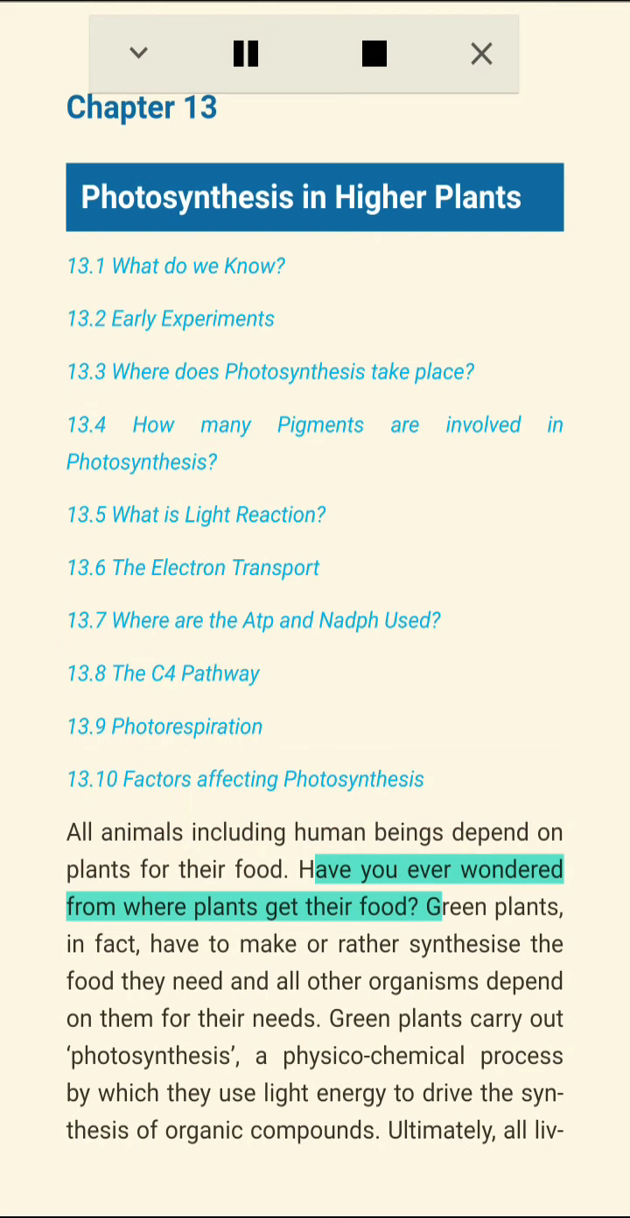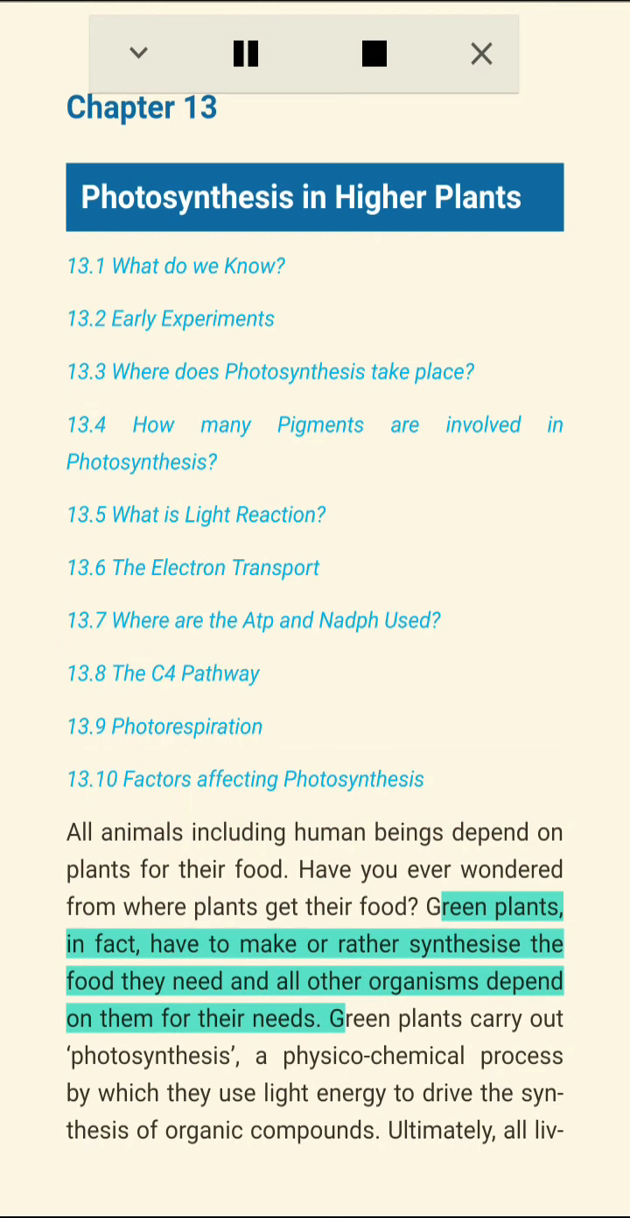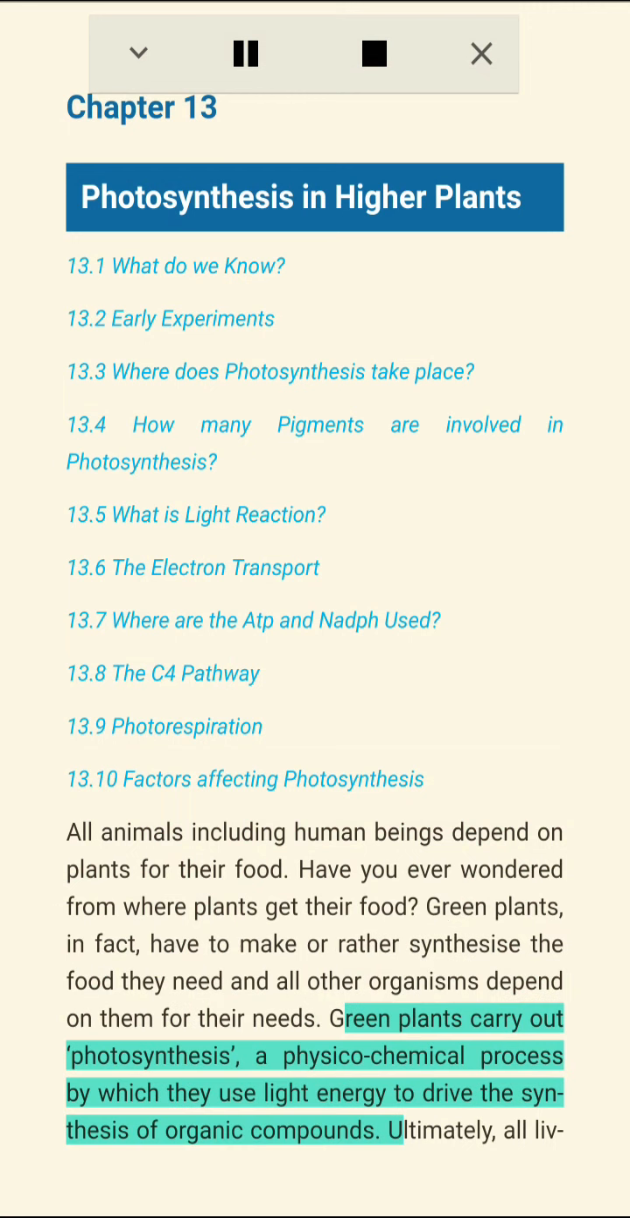13.10 Factors affecting photosynthesis. All animals including human beings depend on plants for their food. Have you ever wondered from where plants get their food? Green plants, in fact, have to make or rather synthesize the food they need, and all other organisms depend on them for their needs. Green plants carry out photosynthesis, a physico-chemical process by which they use light energy to drive the synthesis of organic compounds.